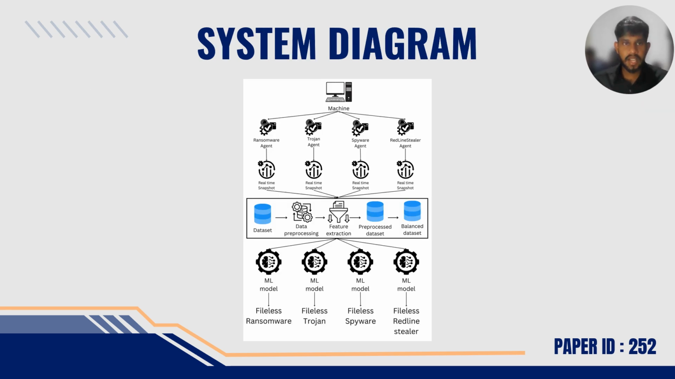This is our system diagram. Our system is built upon an endpoint agent that continuously monitors system behavior and extracts real-time snapshots every 60 seconds. These snapshots are analyzed using four machine learning models, each trained specifically for a different type of fileless malware. The models classify system behavior as either benign or malicious, allowing for real-time threat detection and mitigation.